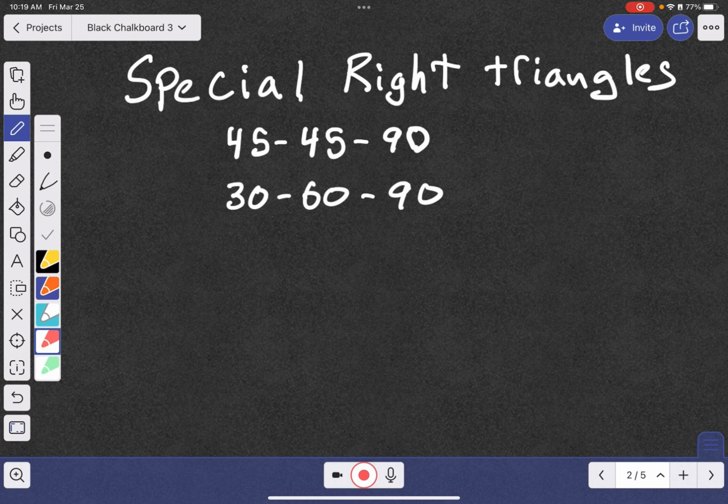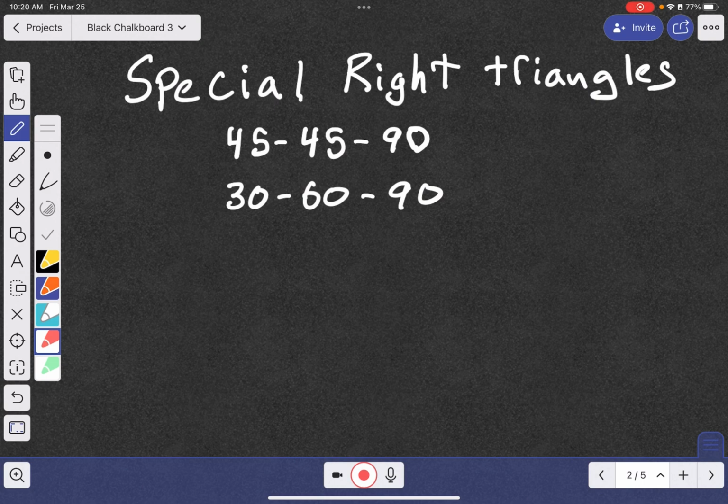Because they have certain properties that they hold so that we don't have to use sine, cosine, or tangent to find the missing sides. Could we? Yes, you could. But there are kind of shortcuts to these types of triangles. They hold special ratios. So if you recognize them as these two types, you can find the sides rather quickly.